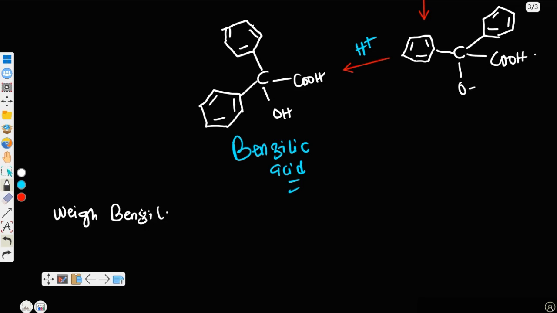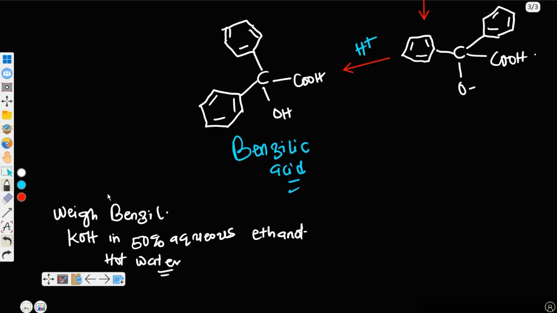all right, dissolve the benzil in a solution of KOH in 50% aqueous alcohol. The alcohol used is ethanol. Then you warm it with hot water. Okay. Now, when you react this and warm it with hot water, it's going to form sodium benzilate.